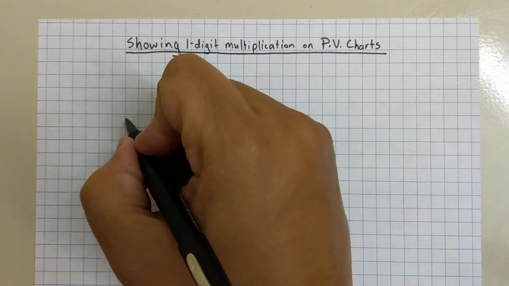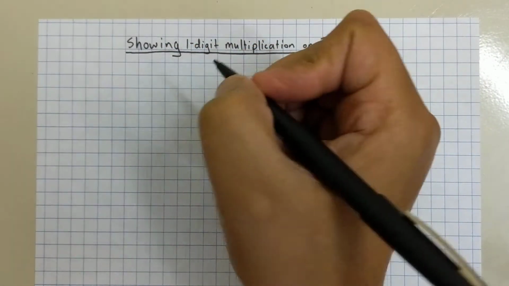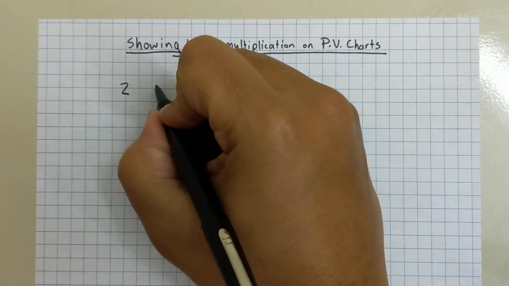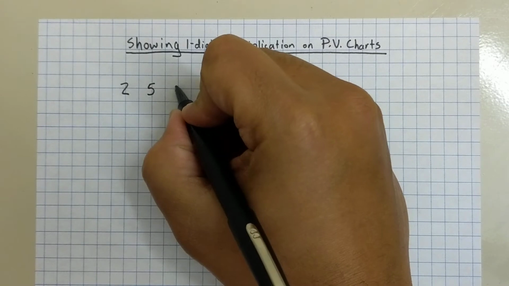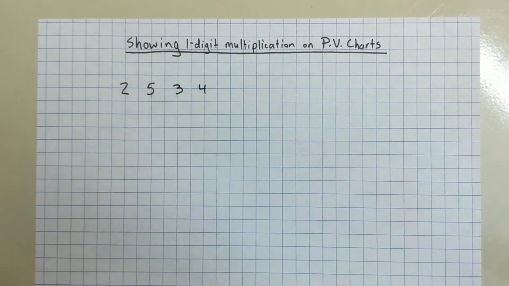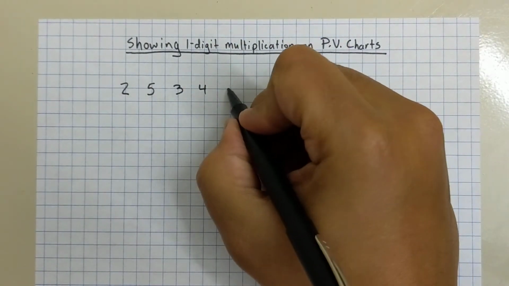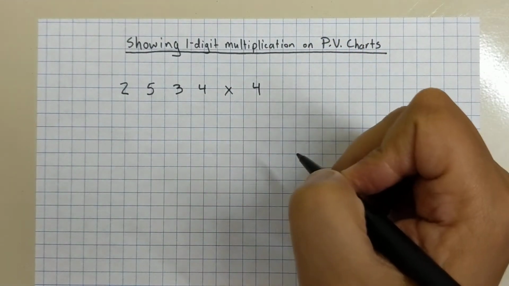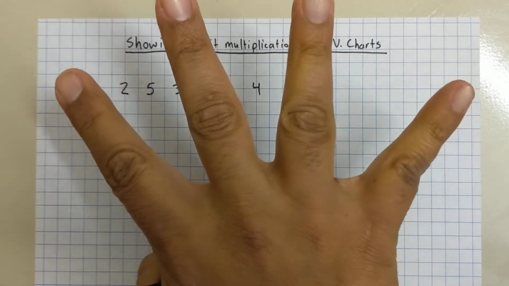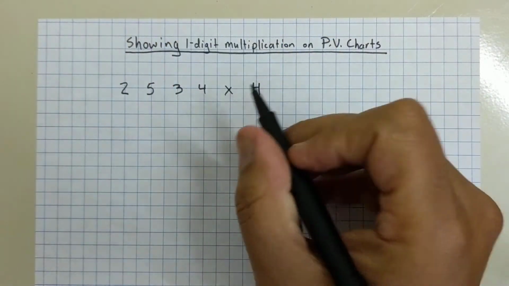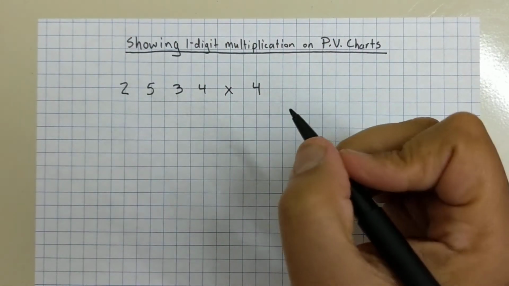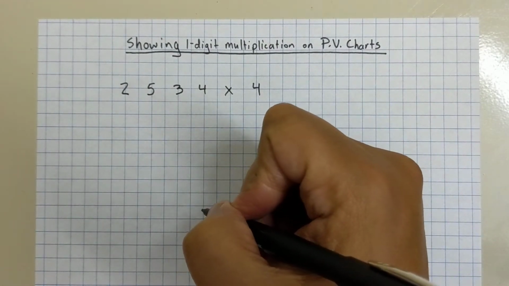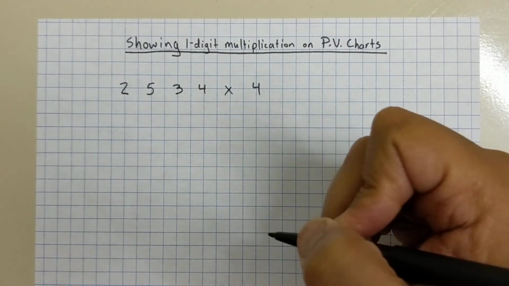If we were doing a multiplication problem such as 2,534, and we're going to multiply that times 4, how's that going to look? The kids are being asked to show this in 4 different ways. The same math problem, just 4 different ways. The first place value chart is going to show what partial products look like, which I went over before.